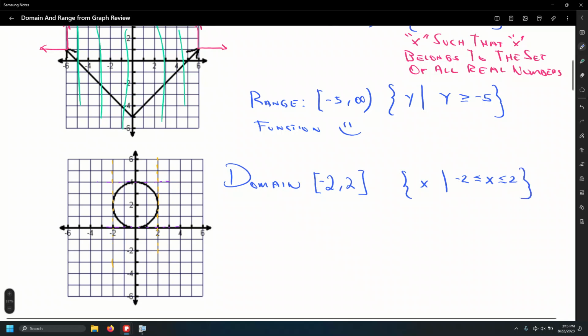All right? Any ideas as the range? 0, okay, starts scanning from bottom to top. Well, the smallest value is 0. It's going to go all the way to 4, right? All the way to 4. So the range is 0 to 4. Notice again, I'm using brackets at this time, right? And in this case, it's not x, it's y, such that y is greater than or equal to 0, but less than or equal to 4.